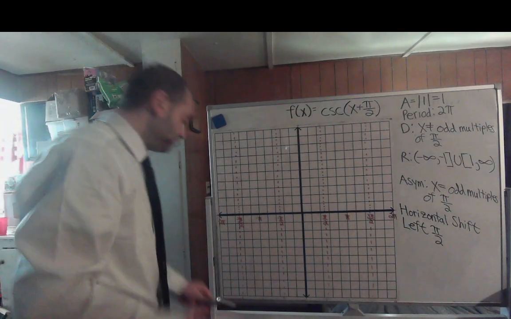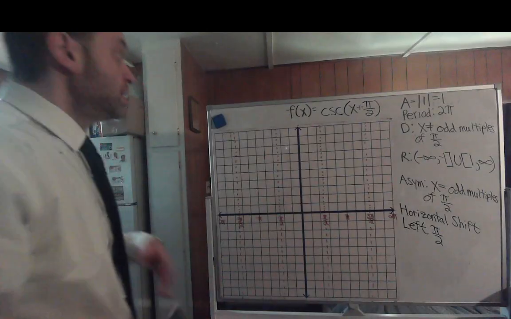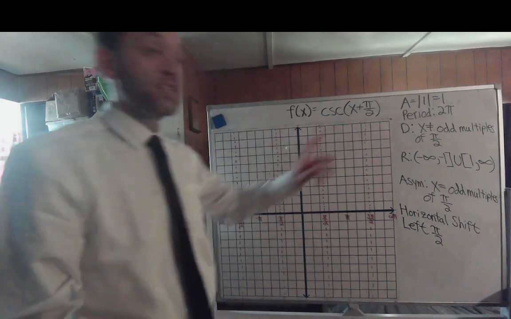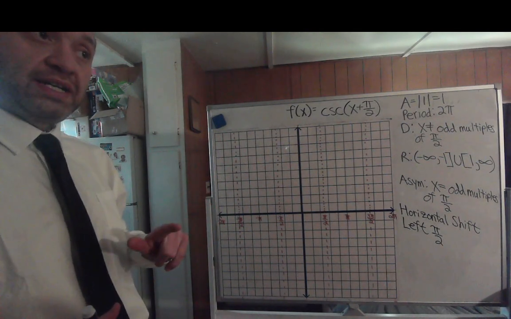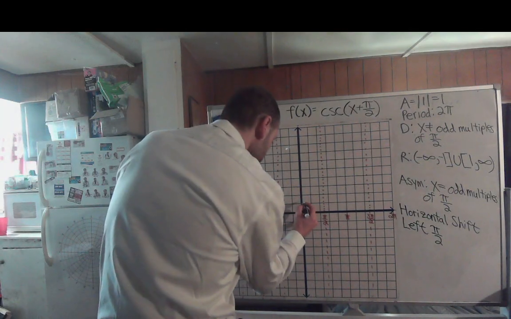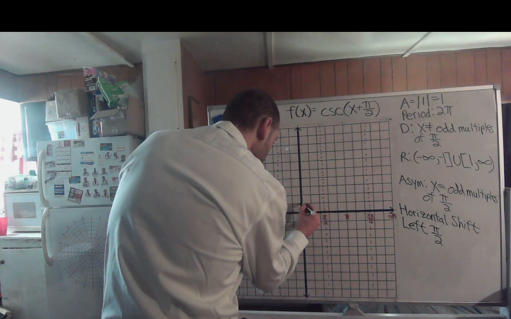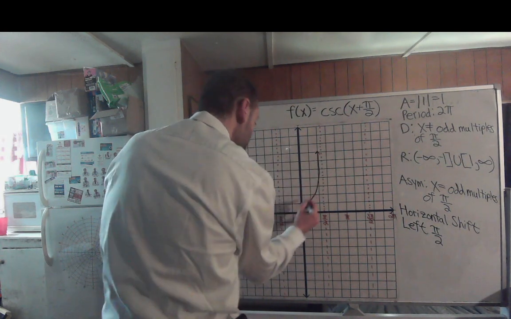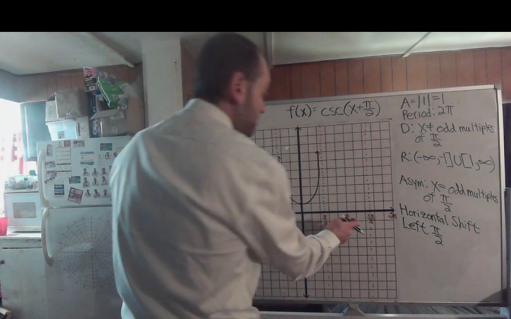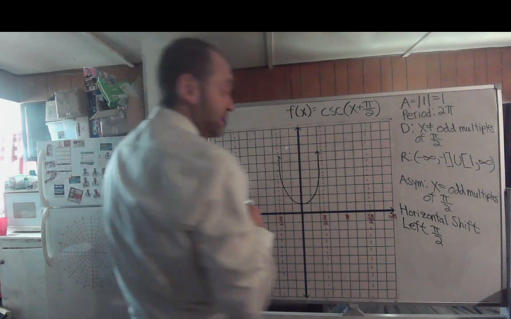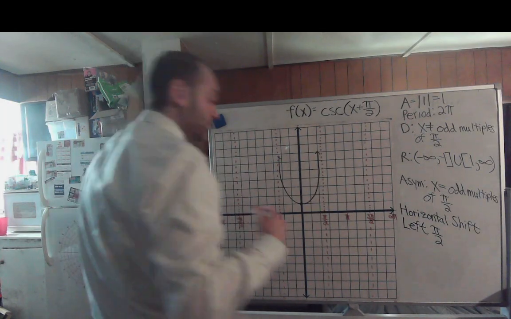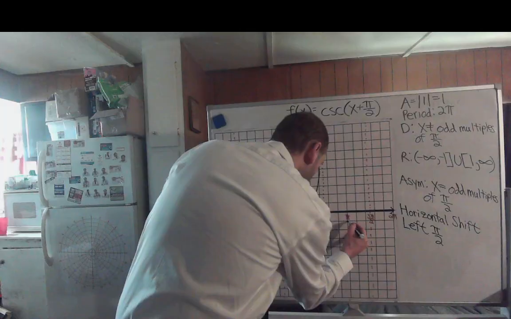All right. So let's do the graph now. If you put in 0 for x, normally the cosecant's undefined at 0, but if you add pi over 2, you'll get the cosecant of pi over 2, which is 1. And then if you put in pi, normally it would be undefined there, but pi plus pi over 2 actually gives you 3 pi over 2. The cosecant there is negative 1.